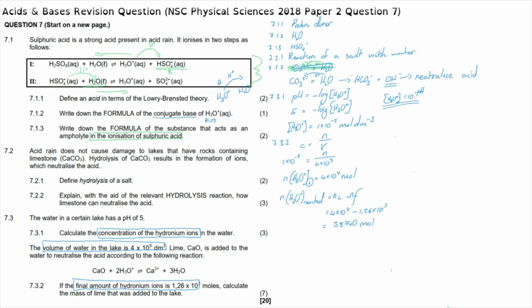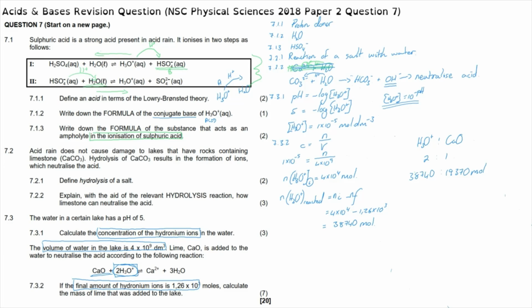The reason why this is useful to us is because now that we know how many moles of hydronium reacted, we can use the balanced equation to find out how much calcium oxide it must have reacted with. We do this by showing that the ratio of hydronium to calcium oxide in this balanced equation is a ratio of 2 to 1, which means that if we use 38,740 moles of hydronium, we would have required half of that in calcium oxide, that being 19,370 moles of calcium oxide.